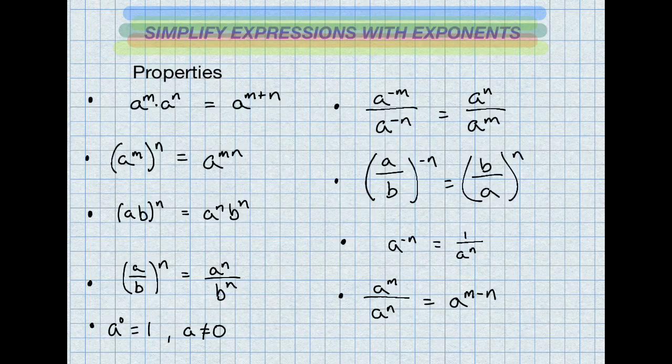Good day. So let's do some simplified expressions with exponents. You see here we got a bunch of rules for exponents and how they work. I'll briefly go over these with you, maybe show you guys a couple examples of how these work.